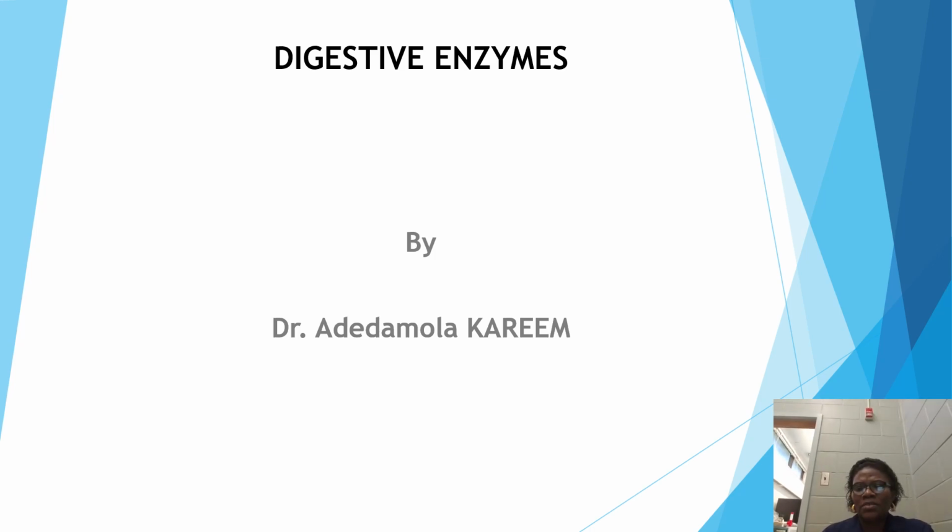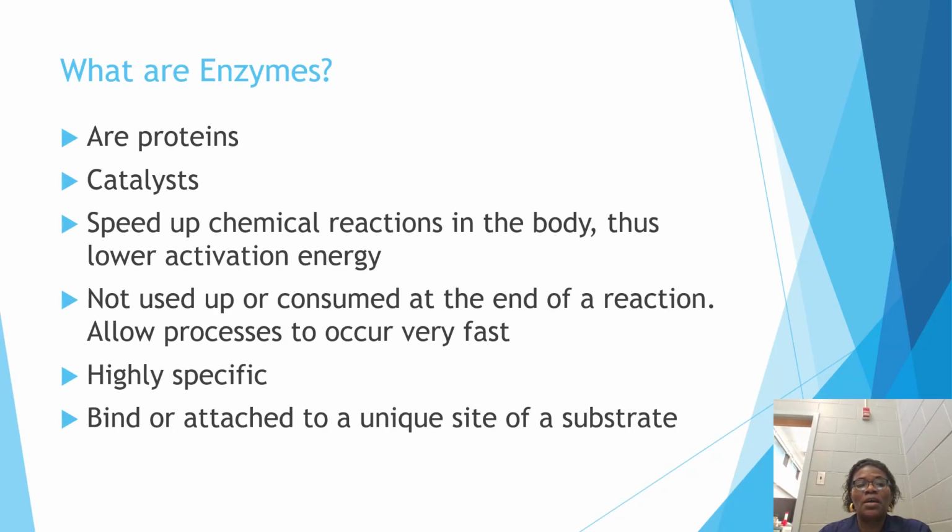So on the digestive system, we are going to look at the digestive enzymes. When we talk about the digestive enzymes, we're talking about compounds or substances in the body that are generally proteins. They are proteins. They are catalysts. That is, they help to speed up chemical reactions in the body. Reactions in the body which would have been slow, with the assistance of enzymes, they help to speed up such reactions.